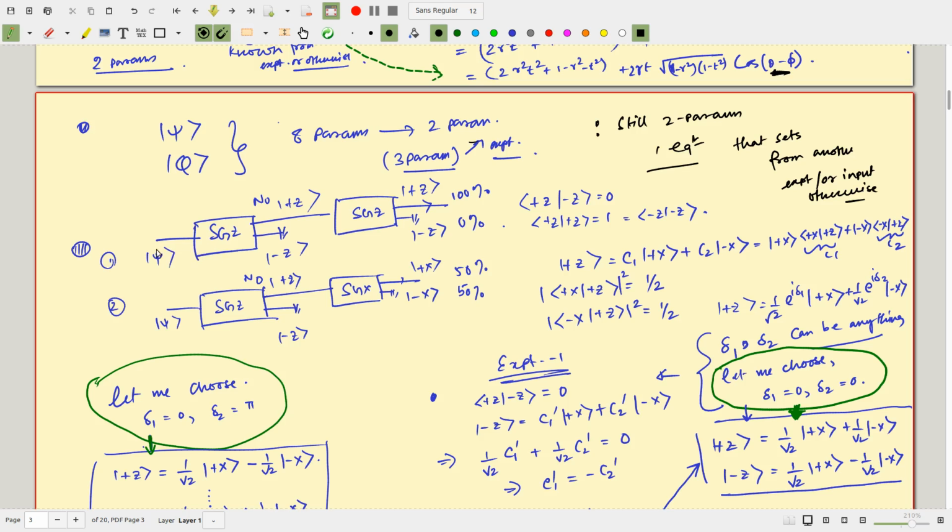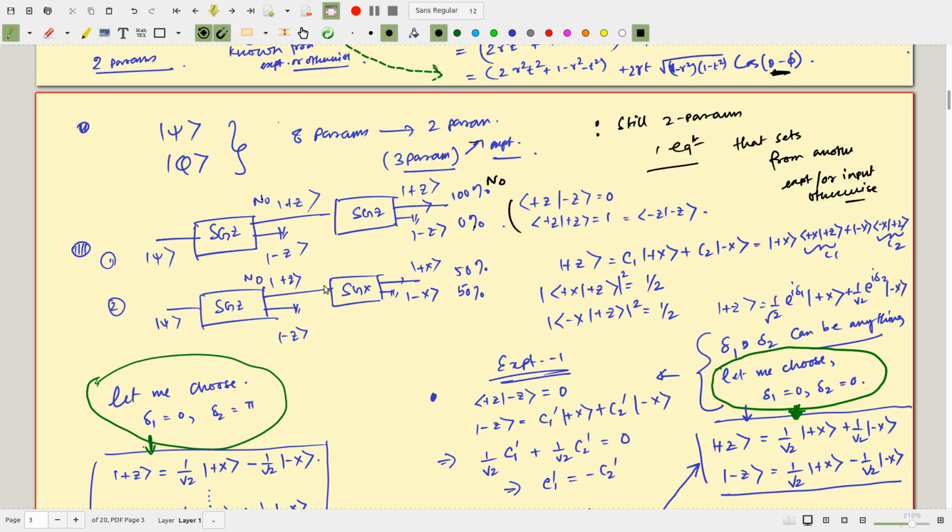The first Stern-Gerlach setup was that I had a psi state which comes to this SGZ device, and it splits into two parts, plus z and minus z. Then I take the plus z and pass it through a second SGZ device, and it splits again into plus z and minus z. Since both are SGZ, you will get 100% plus z here. If it is minus z here, you will get 0%, and from there we concluded we can write that the inner product of plus z and minus z is equal to 0, and plus z with plus z is equal to 1, and that is the same as minus z with minus z.